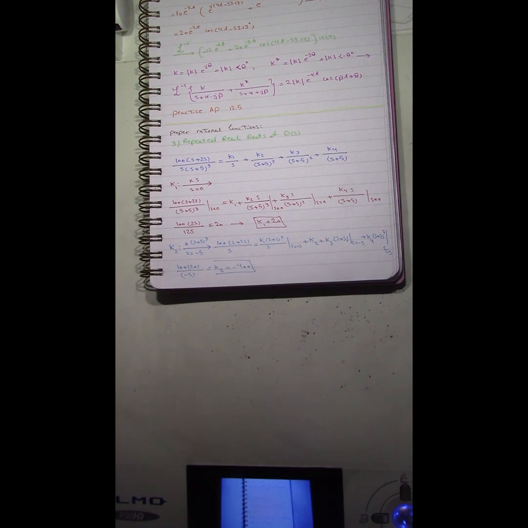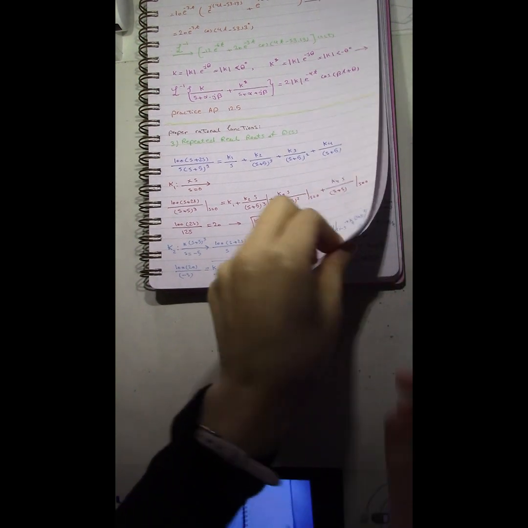So K1 and K2, the same procedure. But after this, to find K3 and K4, there is a slight change in the procedure.